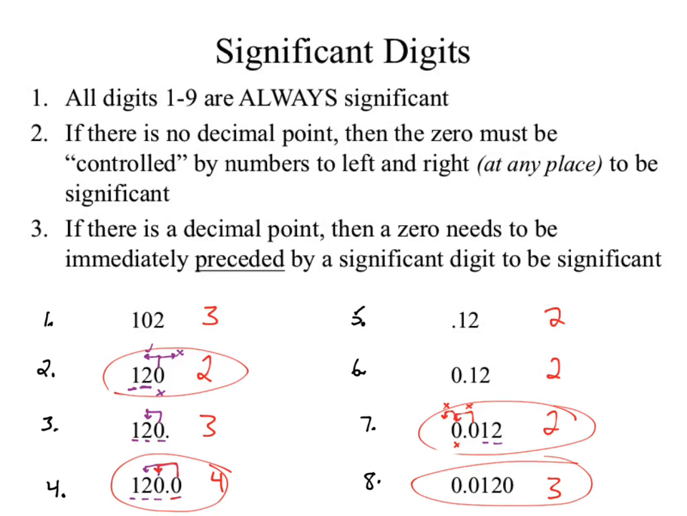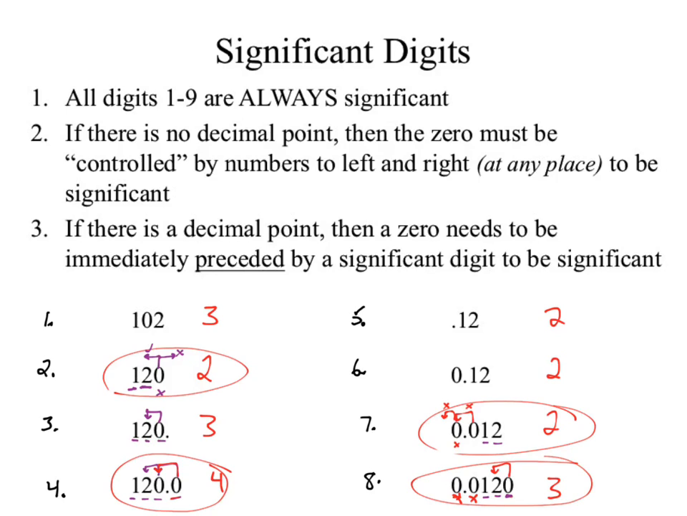How about 8? Those first 2 zeros will again not be significant because there's no significant digit to the left of them. The 1 and the 2 are valid. What's the deal with the last 0? It's preceded by a significant digit, which then means it is significant. So we end up with 3 in that last one.